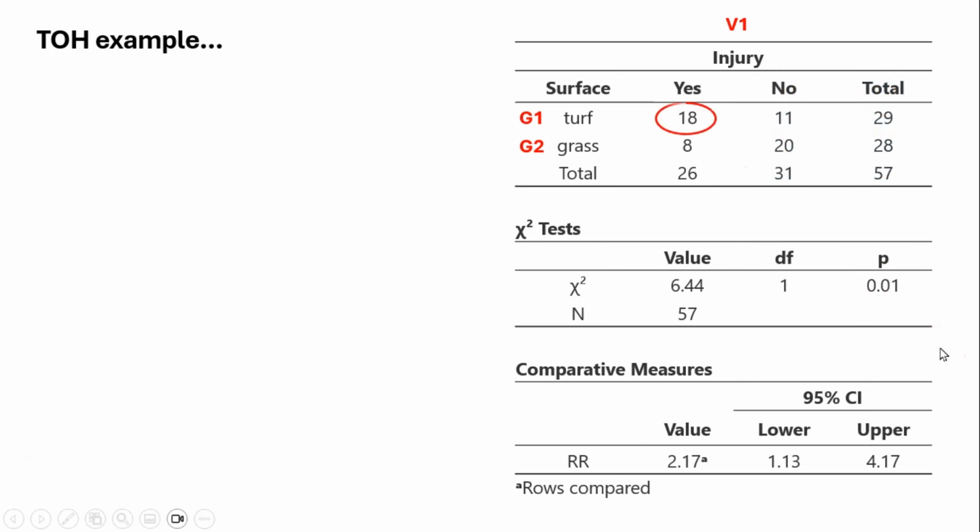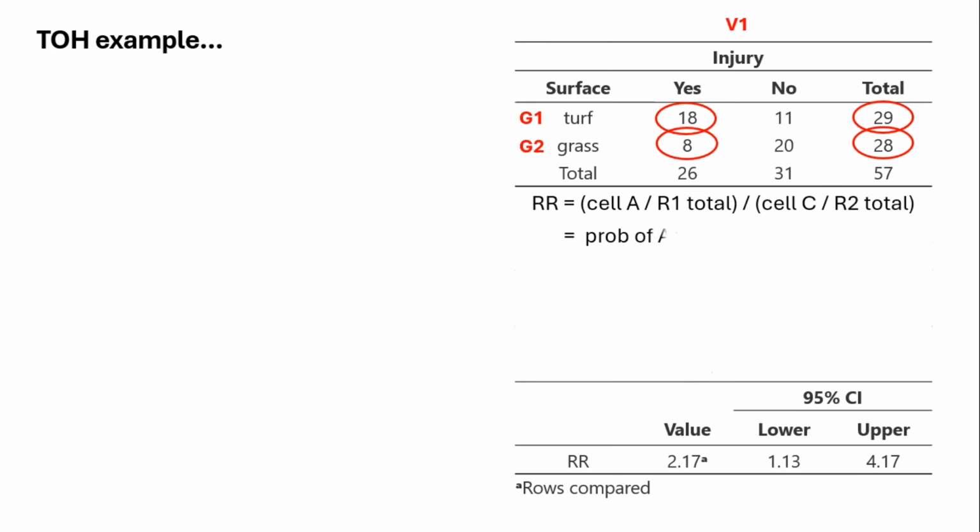So how is that risk ratio computed? Well, that's where the proportions come in. In the numerator for the risk ratio, we are going to take the value of 18 divided by 29. That's going to give us proportion number 1. And then we're going to take the value of 8 divided by 28. That's going to give us proportion 2. And we're going to simply divide proportion 1 by proportion 2 to get our risk ratio. So let's go through and show you how that is computed.